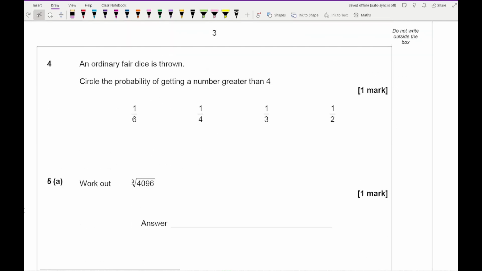Moving on to question 4, it says that an ordinary dice is thrown. Circle the probability of getting a number greater than 4. So for here there are 2 numbers that are greater than 4, that being 5 and 6, and there are 6 numbers altogether. So here I've got 2/6, which isn't an option, but if I simplify that fraction I get a third, so I want to circle the fourth option.